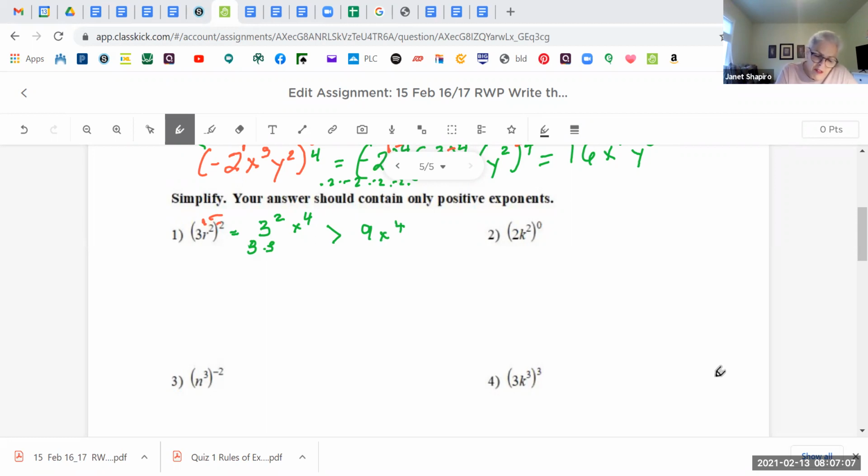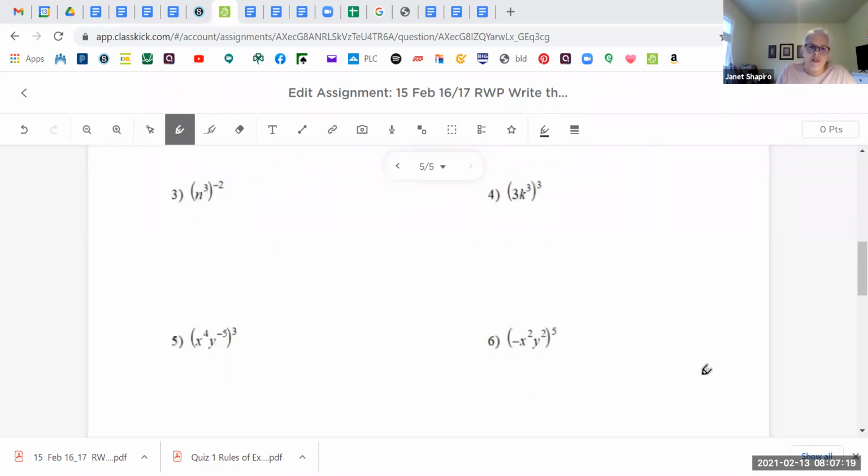Anything to the 0 power is 1. So if this whole thing inside the parentheses is to the 0 power, my answer is just 1. Right? On number 3 here, I'm going to multiply my exponents. So I will get n to the negative 6. We always have to write these with positive exponents. So that means that n to the negative 6, the n actually belongs in the denominator. And that would be our answer.